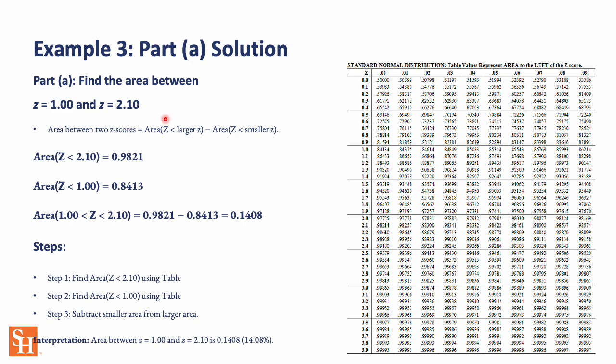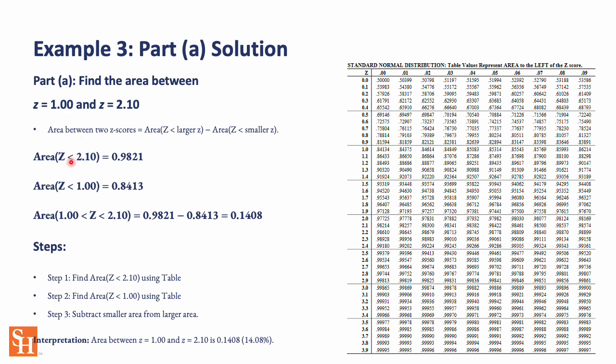So now let's see how we can find the area between two G scores. Here our G scores are 1 and 2.10, so we have to find the area in between these two values, right? And how can we do that? To find the area between two G score values, first we need to calculate the area to the left side of the larger G score, and then we also have to find the area to the left side of the smaller G score, and then from the first one we have to subtract the second one, and that will give us the area in between the two G scores.